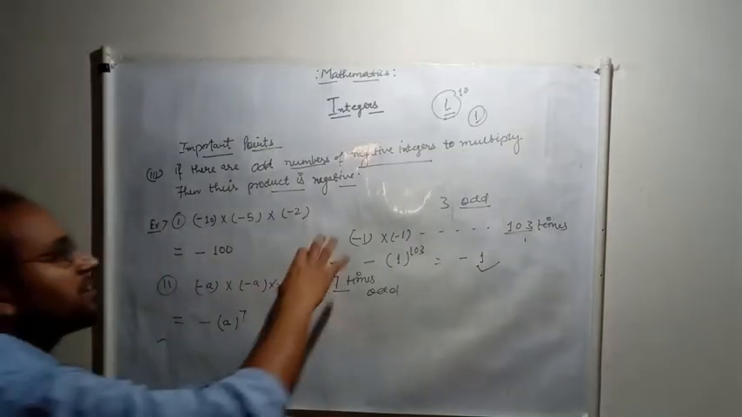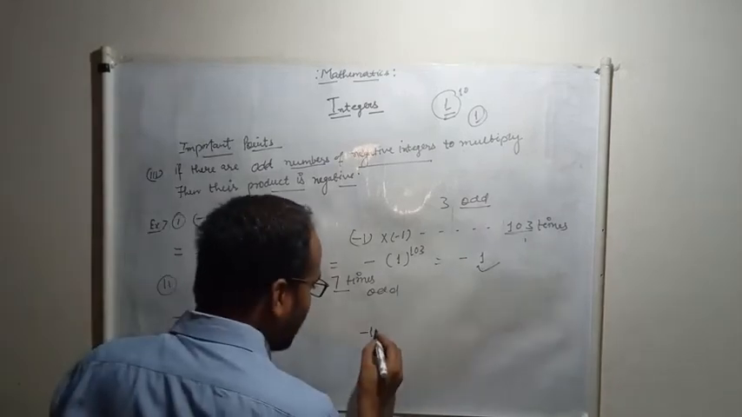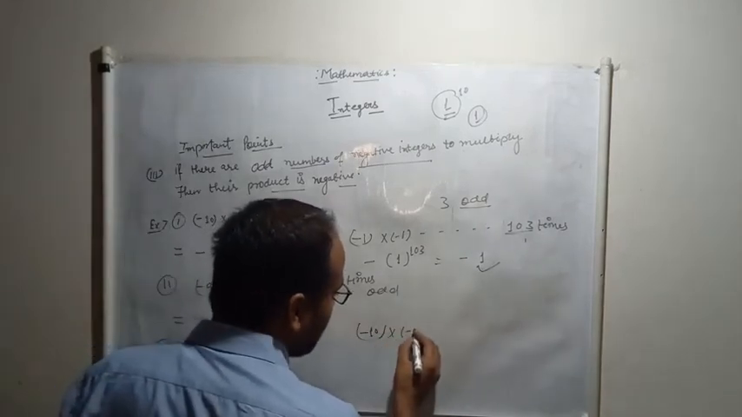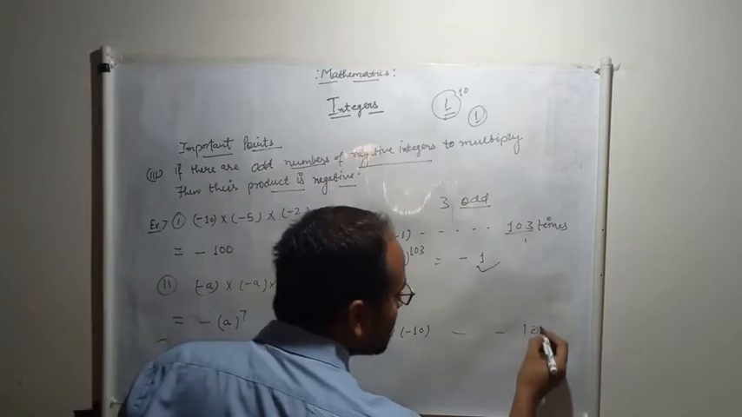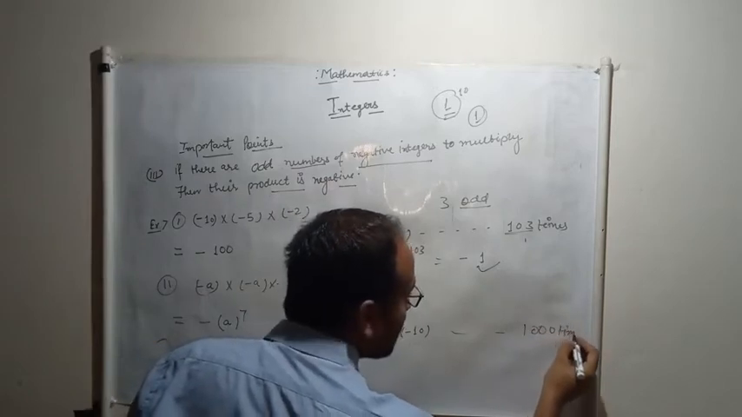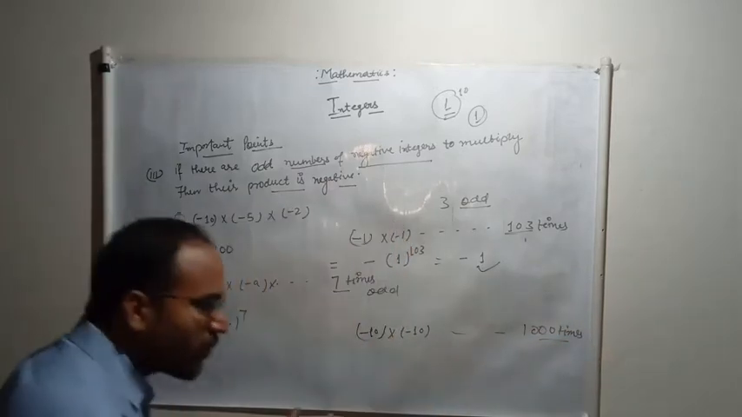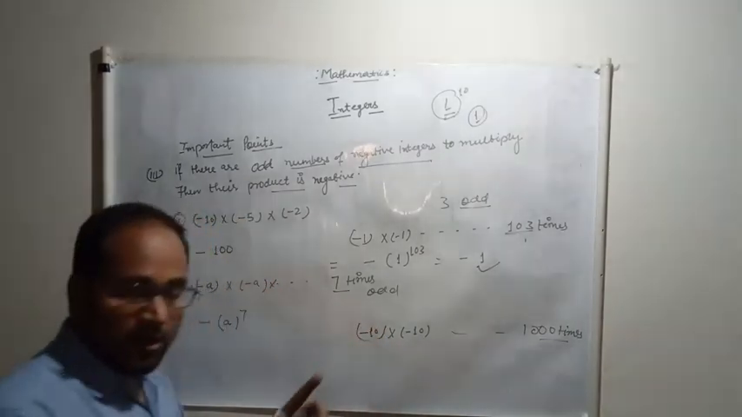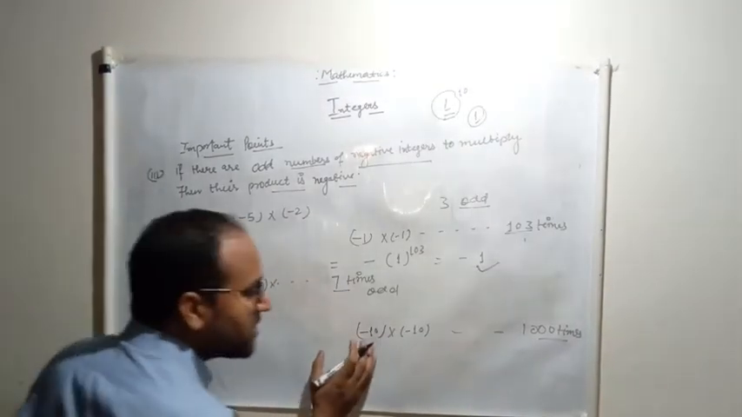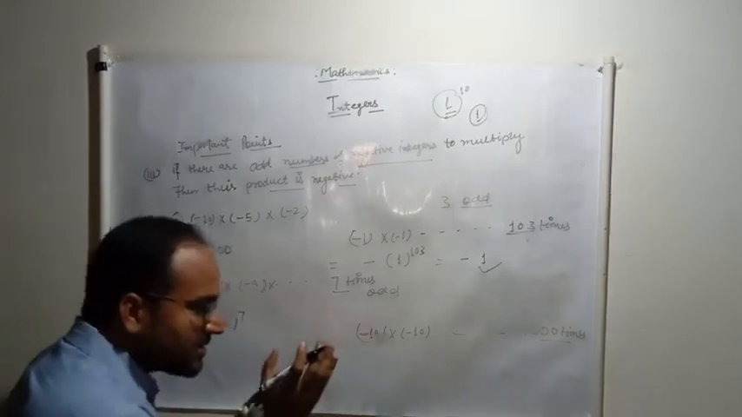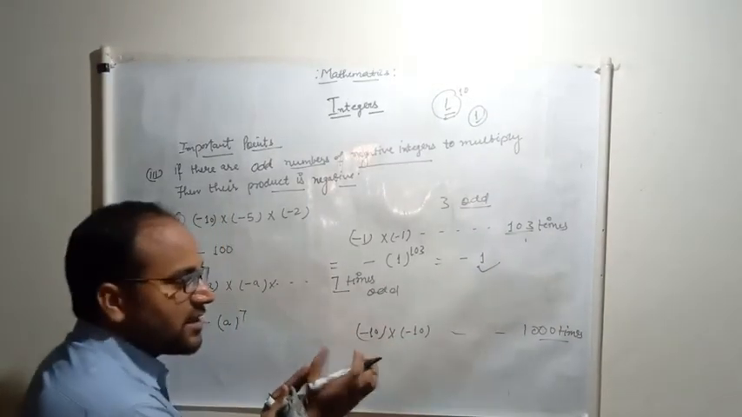Suppose it is a bigger value, minus 10 multiplied by minus 10, 1000 times. If you are asking only about the product, not the value of the product, whether your product is positive or negative, only that is being asked, not the value.